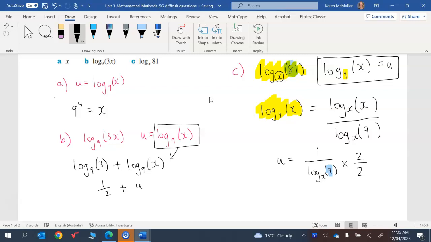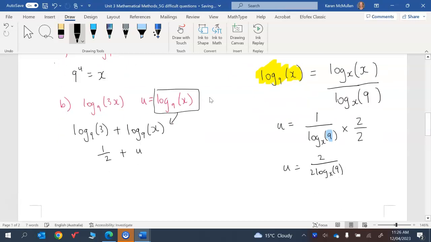I might do that in a step to show you. I do have to multiply it by 2 over 2, because if I just multiply the denominator by 2, I'm changing the equation. But multiplying it by 2 over 2, I'm basically just multiplying it by 1. So we've got 2 over 2 log x 9.